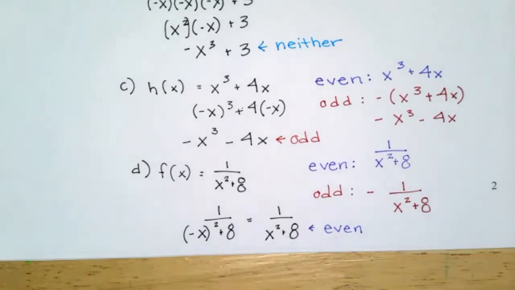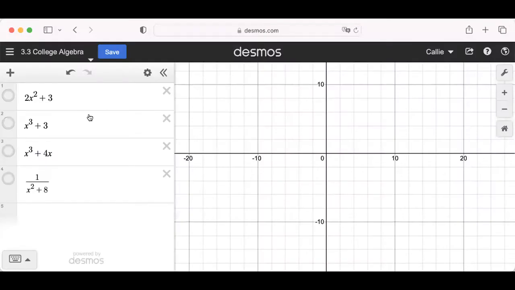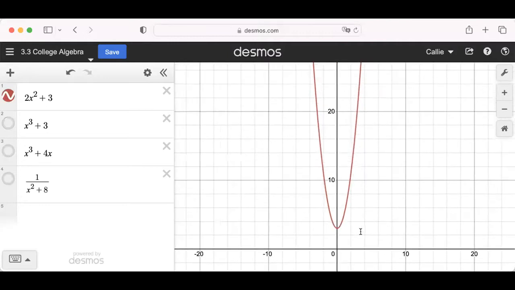Okay. Let me pause this real quick. We said that 2x squared plus 3 is even. That means it is symmetric with respect to the y-axis. If we look at it, that looks symmetric with respect to the y-axis. Good. B, which was x cubed plus 3, we said is neither even nor odd, so it will not be symmetric with respect to the y-axis or the origin, and that's because it's raised up too high, right? If it went right through the origin instead of through positive 3, then it would be odd, but because it has the plus 3, it's neither even nor odd.